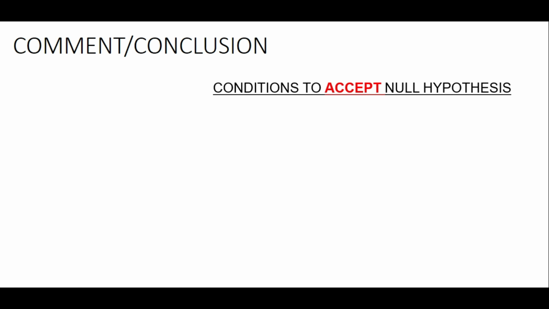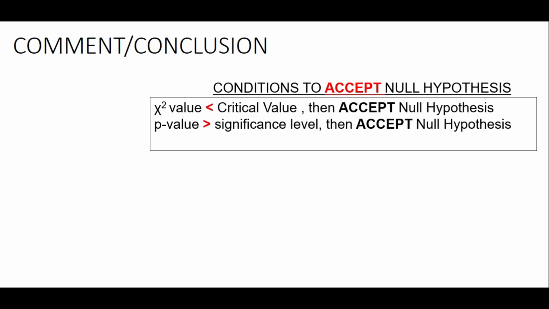Now finally reaching the conclusion part, you must know the conditions to accept the null hypothesis. We have two conditions where the first one is the chi-square value less than the critical value, then you accept the null hypothesis, or you compare the p-value with the significance level, and if the p-value is greater than the significance level, then you accept the null hypothesis. Now I will be using the first part because I have the chi-square value with me and I need to compare it with the critical value.